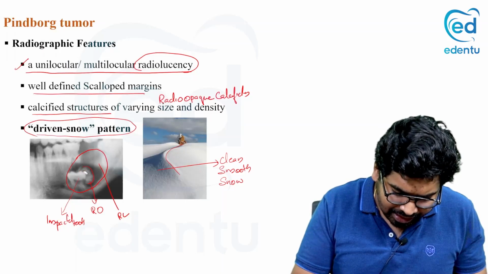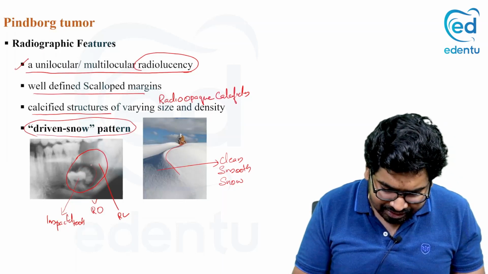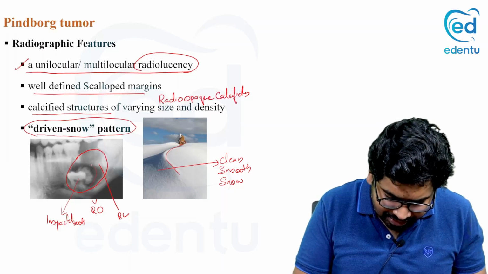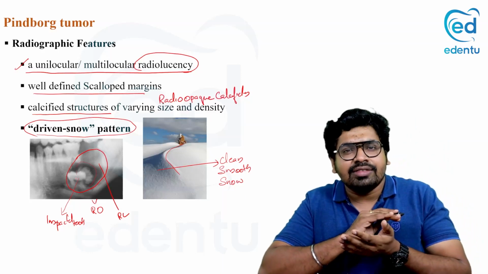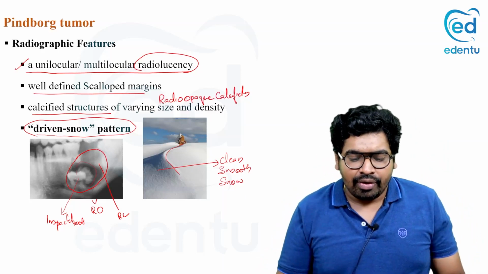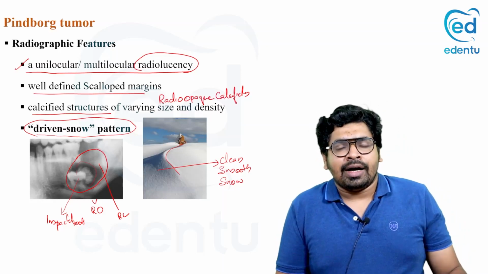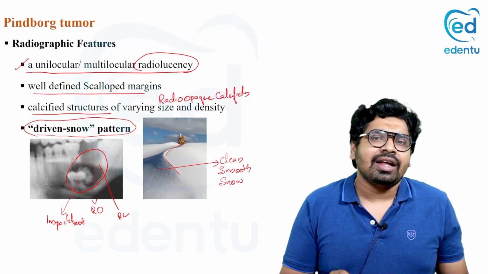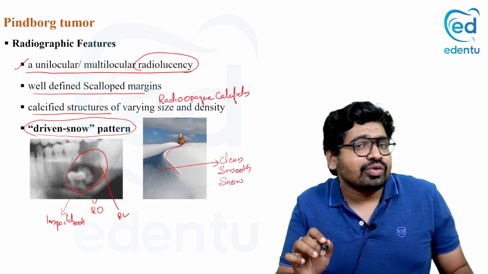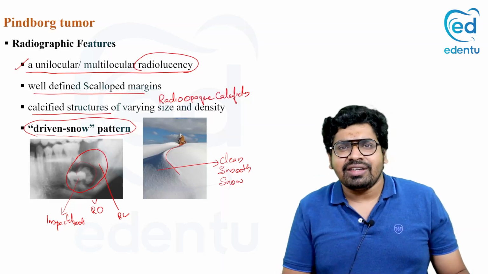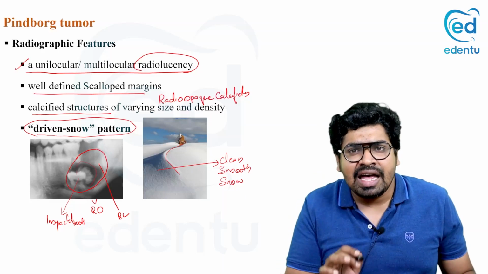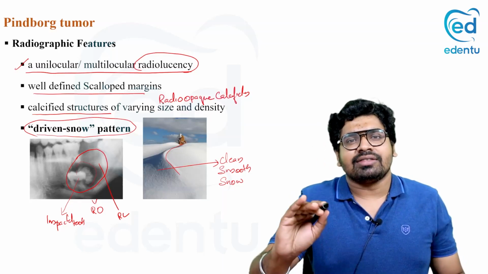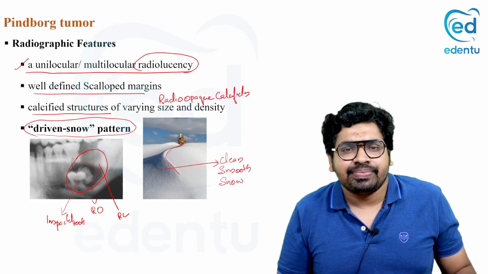Can you see this? These radio opacities are looking very smooth, and I will highlight it for you. You can see this radio opacity is very smooth, like a driven snow pattern. That type of radiographic image you get in a Pindborg tumor, because it is a well defined unilocular or multilocular radiolucency, but as there are calcifications, we can see these calcifications as radio opacities related to the impacted tooth, and that appearance is called driven snow appearance.